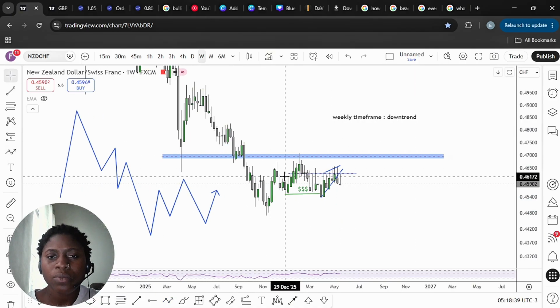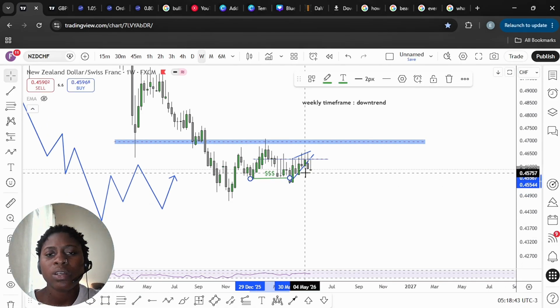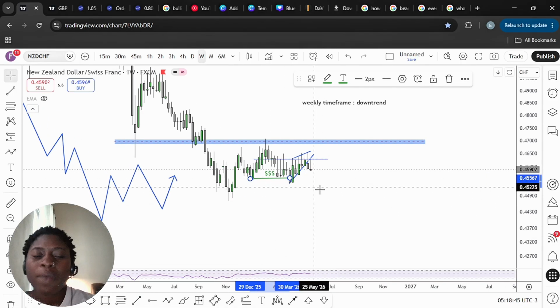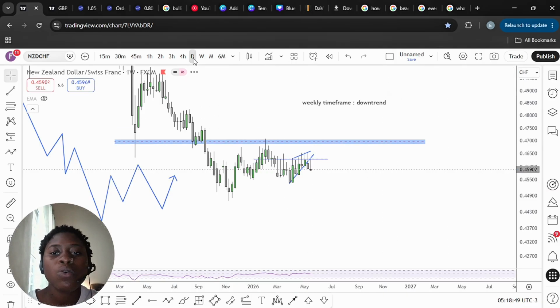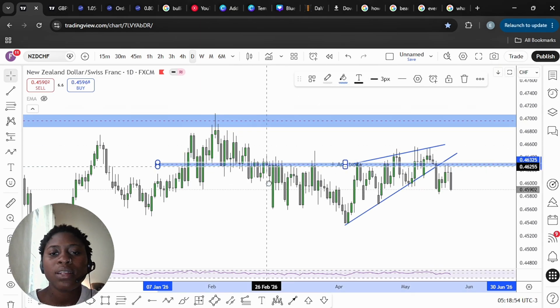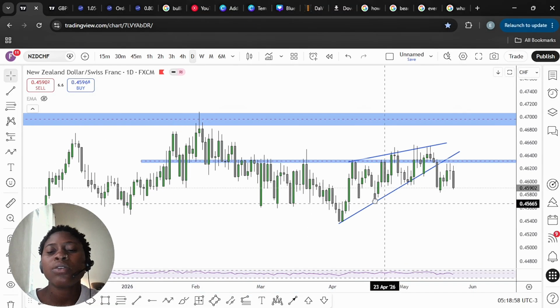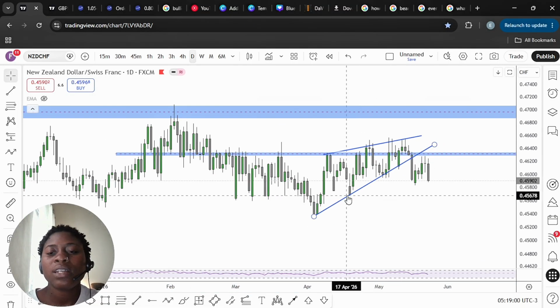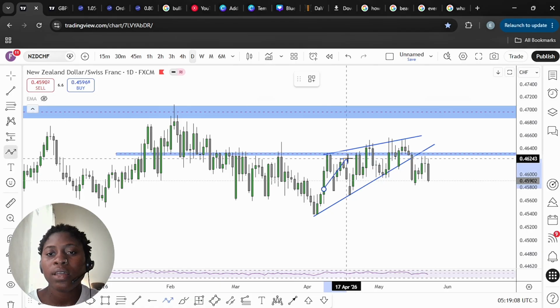So we have that. We also have liquidity here, so we expect price to go past that liquidity. And if we go on the daily time frame, we get to see the picture more clearly. Price is currently trading at a resistance, and there's another head and shoulder in the daily time frame that is formed in the weekly head and shoulder pattern.